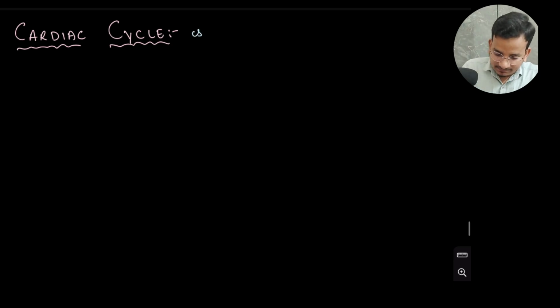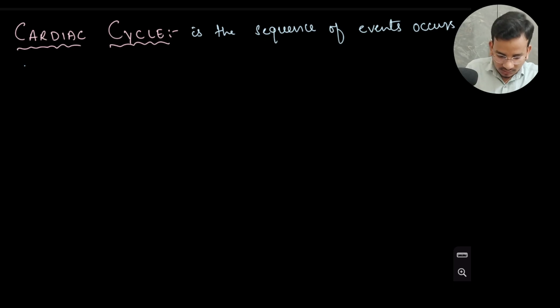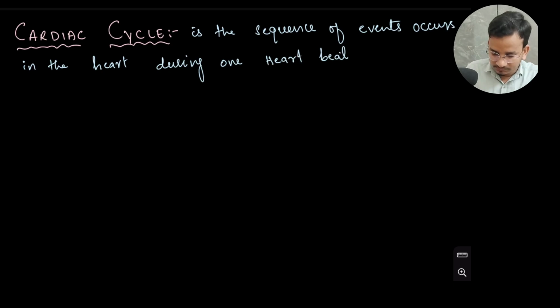Cardiac cycle is the sequence of events that occurs in the heart during one heartbeat, or one complete heartbeat. What is meant by cardiac cycle? It is the sequence or series of events which are taking place in the heart in one heartbeat. Okay, so what is this sequence?